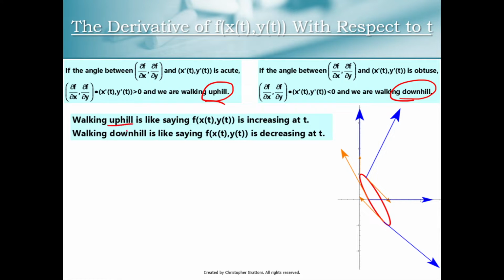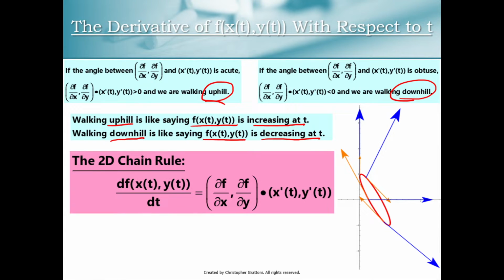But walking uphill is like saying that f of x of t, y of t is increasing at our particular moment in time. And walking downhill is like saying that our function, our altitude, is decreasing at that time. And let's put it all together. That means that df dt is equal to the dot product between the gradient vector and the tangent vector at that particular time. And this is called the two-dimensional chain rule. Pretty cool. df dt is equal to gradient dot tangent.